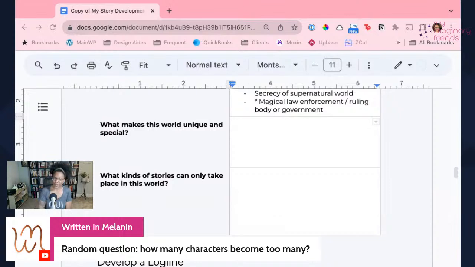How many characters becomes too many? It is hard to say, because there are very successful books with tons of characters. A Song of Ice and Fire has, I think, literally 30 POV characters or something like that. That's too much for me, but it's not too much for all the people who loved that book. I would say early in your career, don't do that until you are a master of your craft, when you've been in the game for decades. I wouldn't try 30 POV characters.